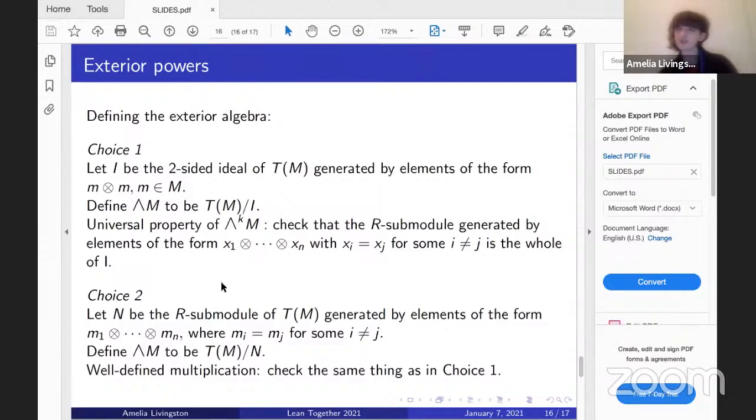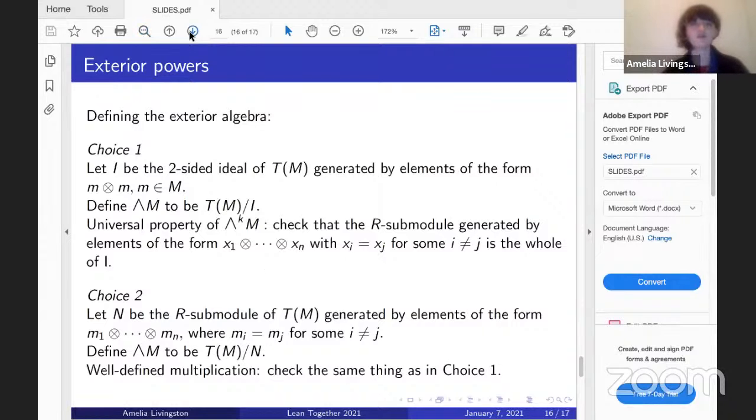And then the other thing you can do is mod out by an R submodule in the first place, generated by precisely these elements. And so you remember everything about the summands, and you've got everything you need to know about the exterior powers, but you've forgotten stuff about multiplication. So you have to prove that it's still well defined and that you end up with an R algebra. But the work in this ultimately boils down to checking exactly the same statement as in choice 1. So something similar has occurred. We're doing the same work, just at slightly different points. And I chose route 2.